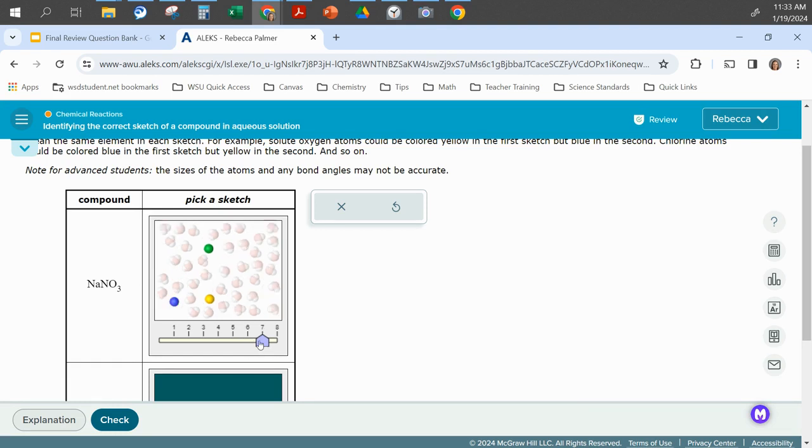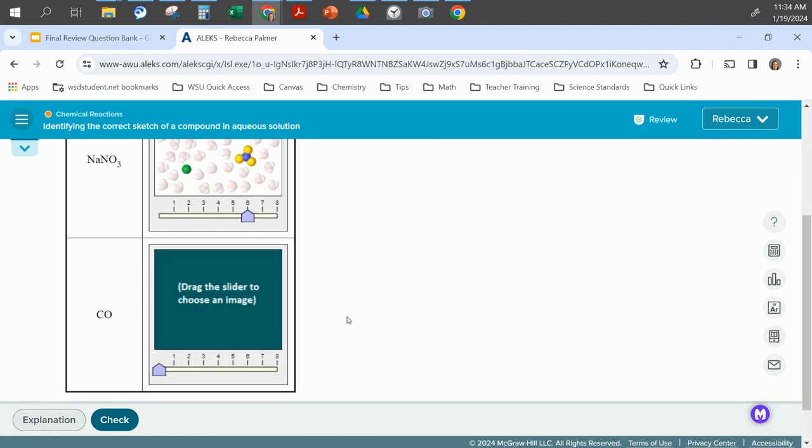So let's go back to 6. This one has 3 elements, but it's not the right ratio, and the nitrogen is not bonded to the oxygens. Okay, that's wrong. And 8 is also wrong. This is just showing them all broken apart. That's not true. The polyatomic ion doesn't break apart. Okay, so let's go back to 6.